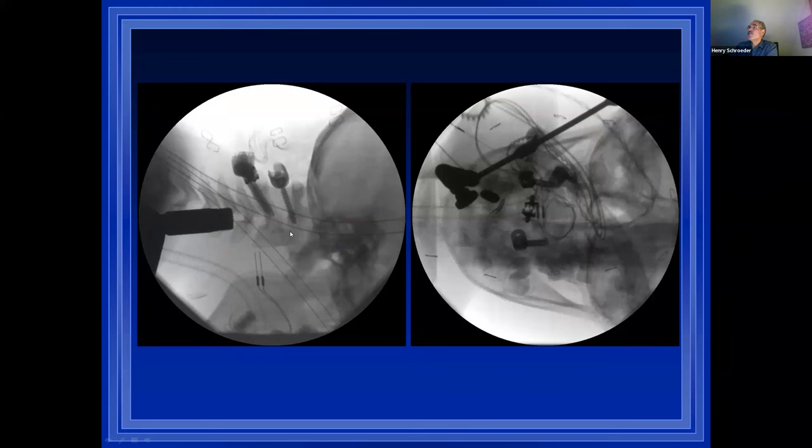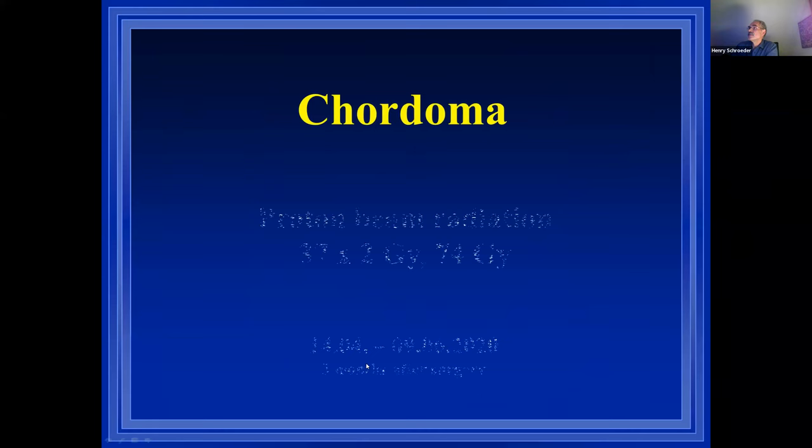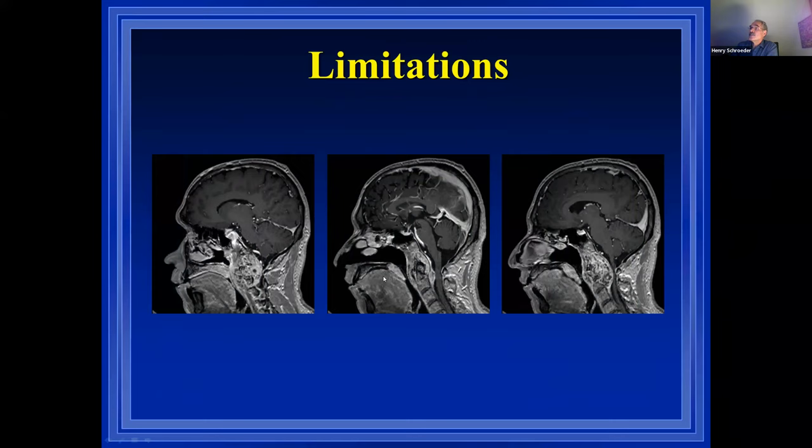And then we make a fixation of C1, C2 again. Here you see lateral mass screws and pedicle screws on the other side. And then he went to proton beam radiation. And so far, no growth. What they found in his hometown is a metastasis in the lung, which was resected, but so far, no other problems.